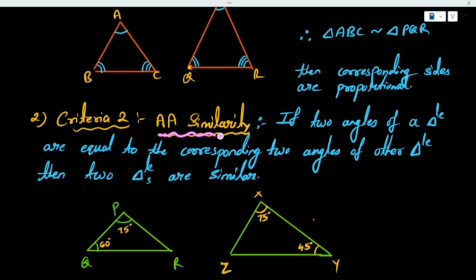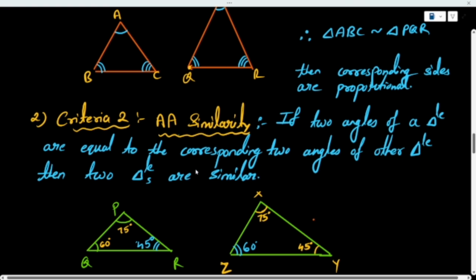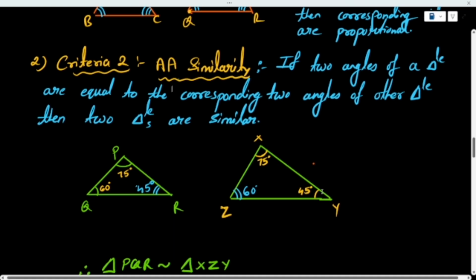Now the second criteria is AA similarity. As the name states, only two angles are equal. If two corresponding angles are equal, then the triangles are similar. Why does this happen? In this triangle, using the angle sum property, I can find the other angle. This is 135, so this angle is going to be 45. Similarly, in triangle XYZ, this angle is 120, so this angle is going to be 60 degrees. Now you can see that AA similarity is nothing but AAA similarity. That's why we can use AA similarity. If you get any two angles equal, you can say both triangles are similar.